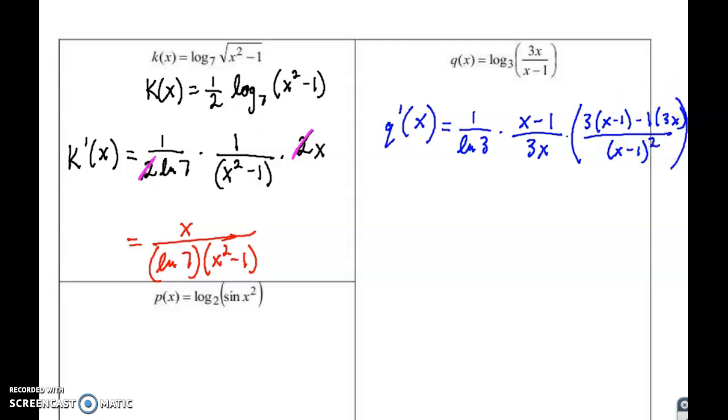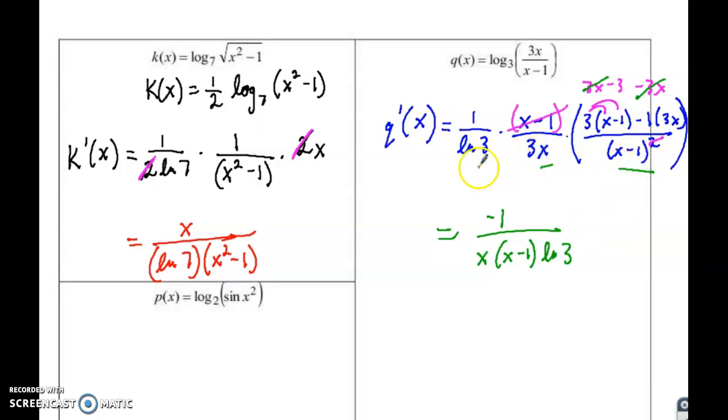Now, you can for sure cancel some things out. For instance, these x minus 1's would cancel. If you distribute this 3x in here, we're looking at 3x minus 3 minus 3x. Looks like those pieces will cancel, 3x minus 3x. So if I did my math correctly, we can actually cancel out a 3 as well. So you have negative 1 on top over x minus 1 natural log of 3. And like I said, this 3 would cancel out with this 3.